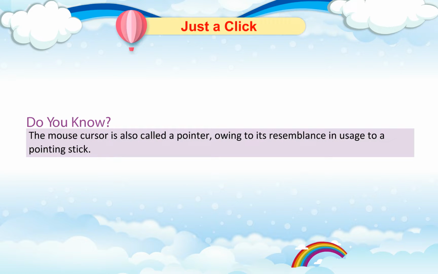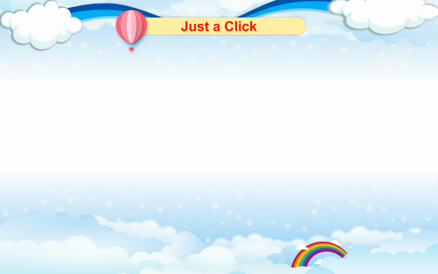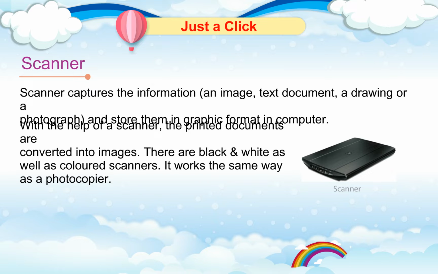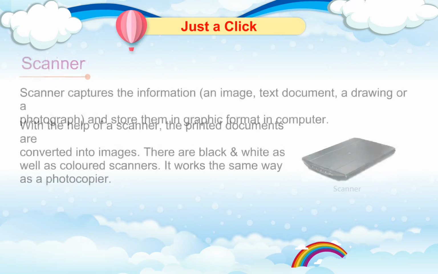Do you know the mouse cursor is also called a pointer, owing to its resemblance in usage to a pointing stick. Scanner. A scanner captures information, such as an image, text document, drawing, or photograph, and stores it in graphic format in the computer. With the help of a scanner, printed documents are converted into images. There are black and white as well as colored scanners. It works the same way as a photocopier.